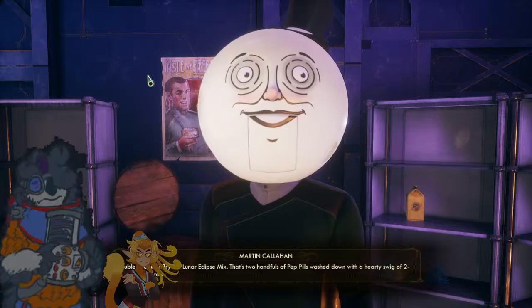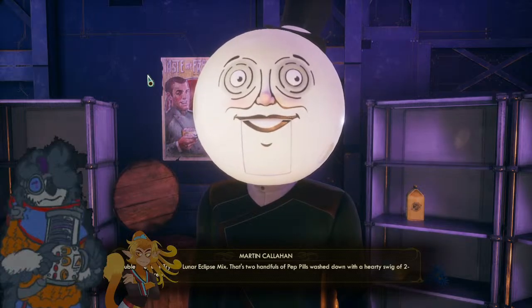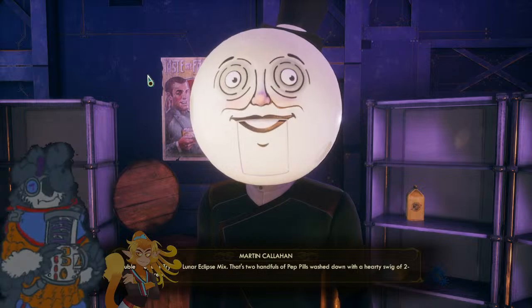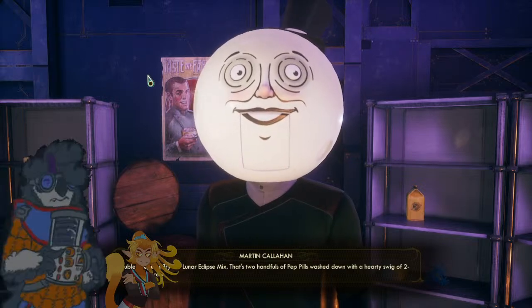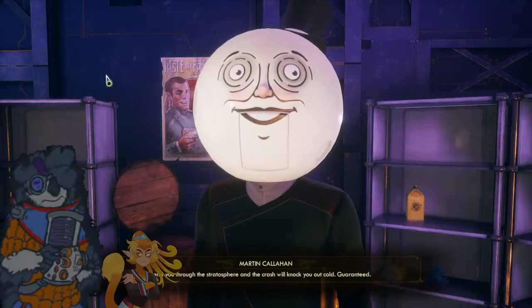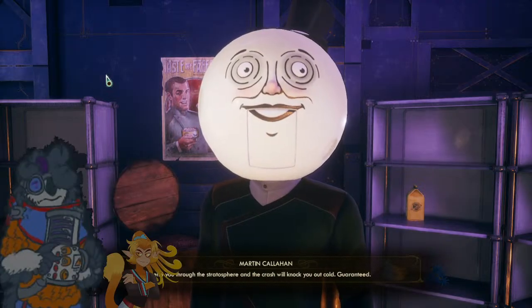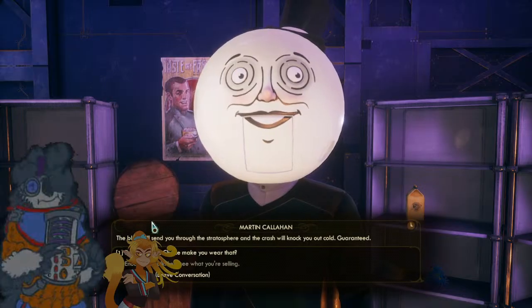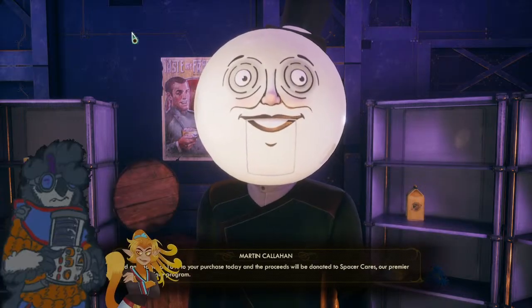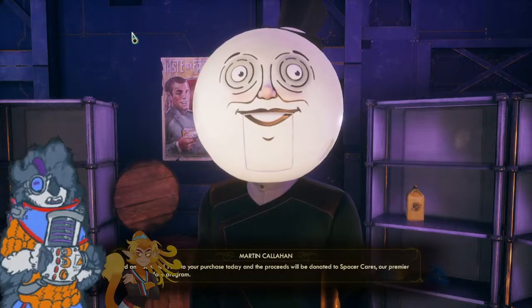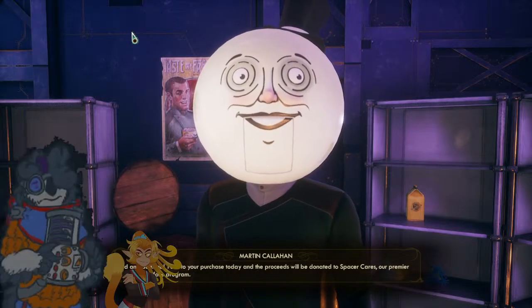Trouble sleeping? Try our Lunar Eclipse Mix. That's 2 handfuls of pep pills washed down with a hearty swig of 2-hour energy brew. The blast will send you through the stratosphere and the crash will knock you out cold, guaranteed. He uses upper to sleep. Add an additional 10% to your purchase today, and the caffeine proceeds will be donated to that head. Oh, wow.